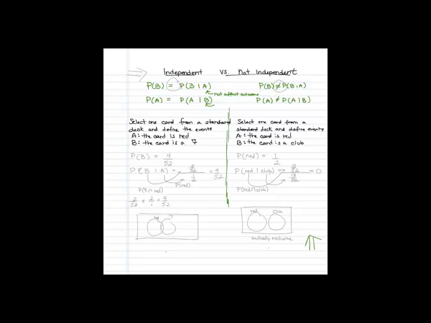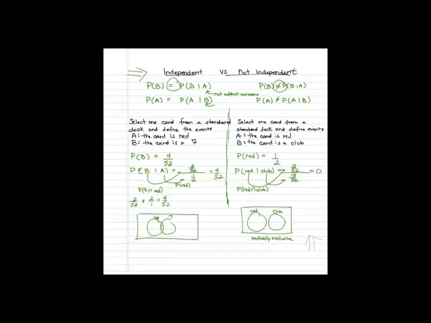Let's calculate it. The probability that the card is a 7: there are 4 7s out of 52 cards, right? The probability that you get a 7 given that you've picked a card that's red.